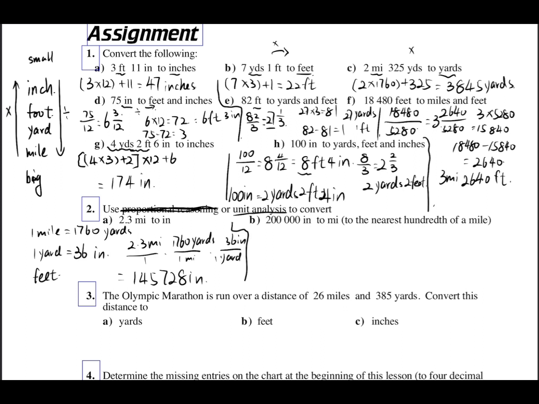Okay. And for the next one, 2000 inches to miles. For this one, we can say 2000 inches divided by 1, times 1 yard over 36 inches, and times 1 mile over 1760 yards. So this one equals 3.1565, and this is to the nearest hundredth. So this is the hundredths place, and the next digit is 5 or more, so we just round up. So the answer is 3.16.